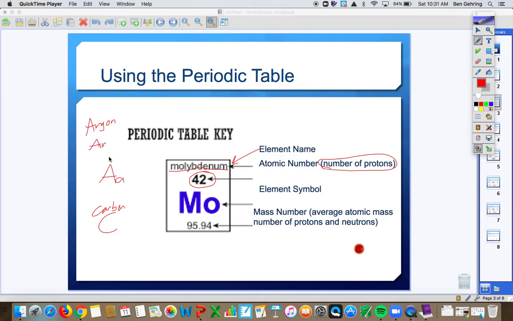Capital A, lowercase r. This is so when we write out chemical formulas, we know where one element stops and the next element begins. For example, this capital C, capital O is different than this. So this is carbon monoxide. CO, carbon and oxygen bonded together, is carbon monoxide. This Co is cobalt. So really important we write symbols correctly.